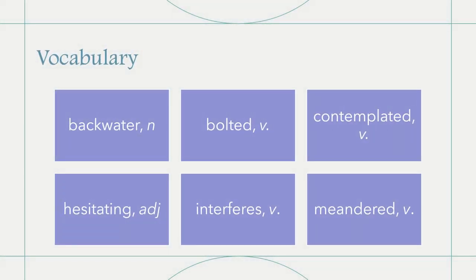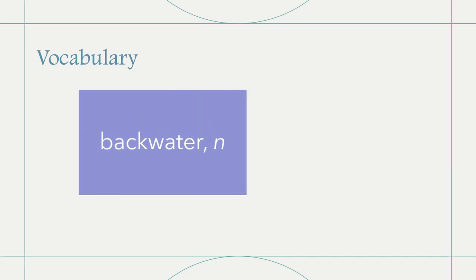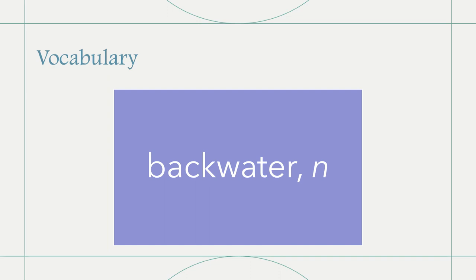Before we start the story, there are a few vocabulary words you should know. Backwater, noun. It means a peaceful body of water connected to a river, but with little or almost no current or movement, an isolated, unchanging village or town. Example: Mayberry was a quiet backwater of a village where people lived almost the same way as they had for the past 100 years.